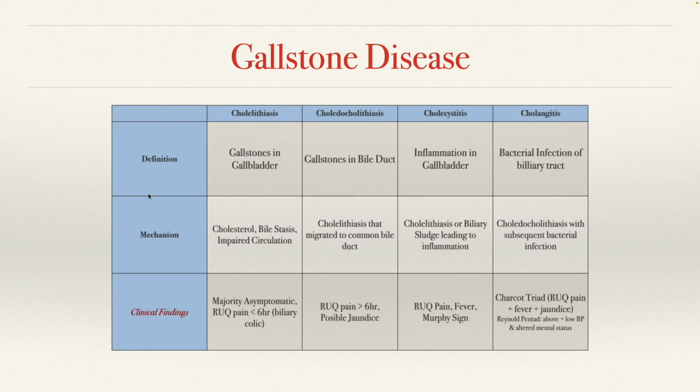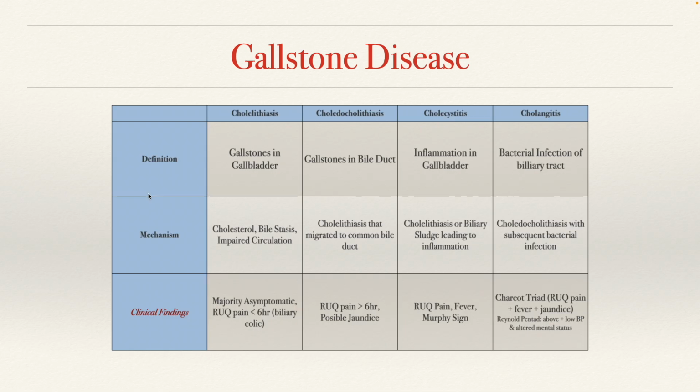So a little bit of an overview of gallstone disease. There's 4 major disorders. Cholelithiasis, which is gallstones in the gallbladder. Choledocholithiasis is stones in the bile duct, particularly the common bile duct. Cholecystitis is inflammation. It's just the word we use for inflammation of the gallbladder. And cholangitis, the most severe of them all, you can think of as an infection of the biliary tree.